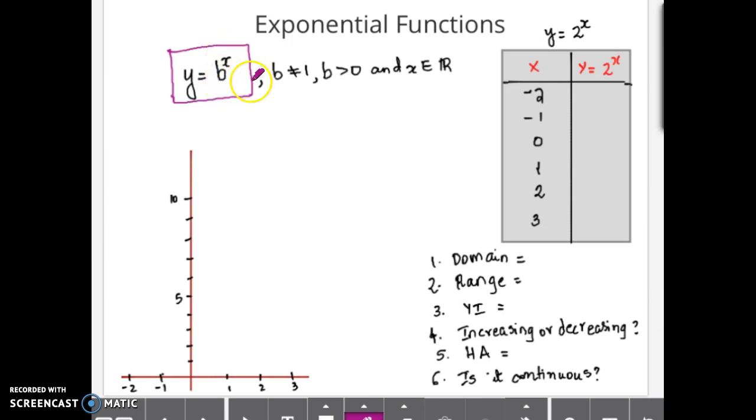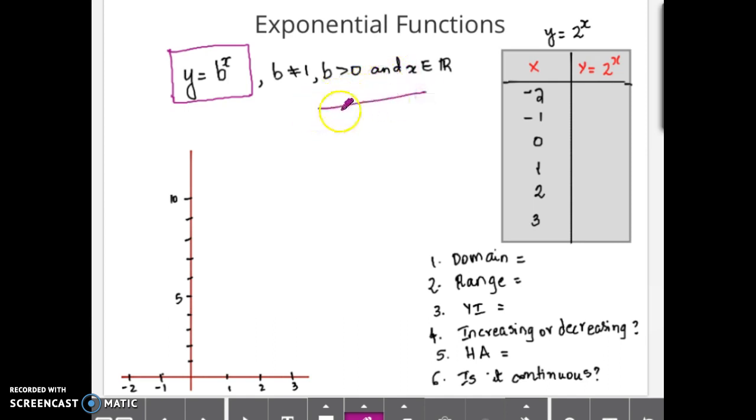Now, the definition says that b is called the base and x is called the exponent. The base b cannot be equal to 1, and it always has to be positive. b has to be greater than 0. And the exponent x could be any real number. It just cannot be imaginary, it has to be real.